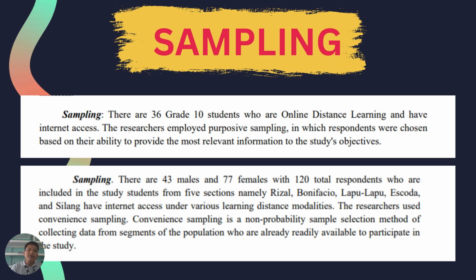Here, on sampling, there are 36 grade 10 students who are in online distance learning and have internet access. The researchers employed purposive sampling, in which respondents were chosen based on their ability to provide the most relevant information to the study's objectives.